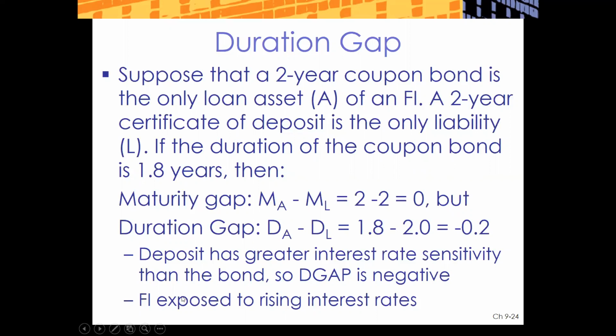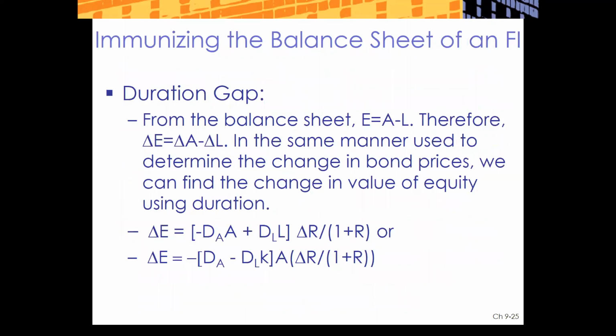So the financial institution is exposed to an increase in the interest rate, because with an increase in the interest rate, the changes on the liability side will be higher than the changes on the asset side. So that will lead to a reduction in the equity, the net worth of the financial institution. From the balance sheet, we know that equity is equal to asset minus liability. So the change in equity is equal to the change in asset minus the change in liability. In the same manner as it is used to determine the change in the bond price, we can find the change in the value of the equity using the duration.